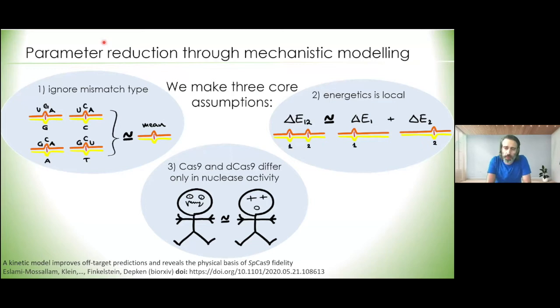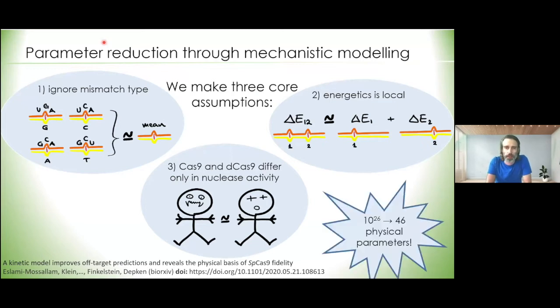Right? So with these 3 assumptions, we can actually bring down the 10 to the 26 parameters to 46 physical parameters. And it remains to see if any of the physics is actually left in there, right? So this is quite a drastic reduction, but 46 parameters is still quite a lot.